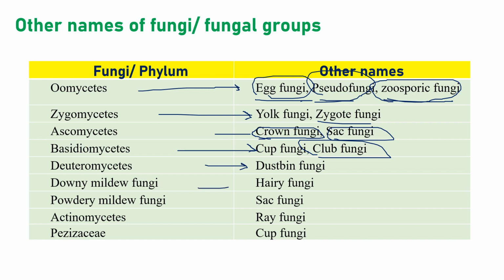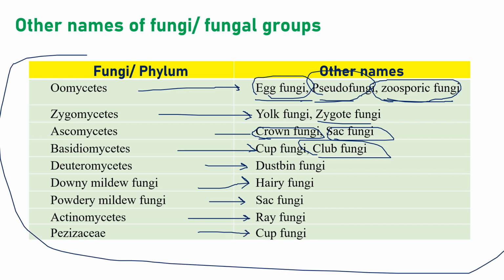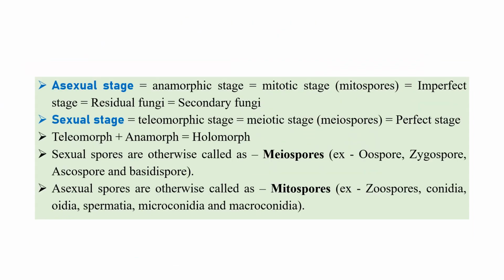Downy mildew fungi is known as hairy fungi. Powdery mildew fungi is known as sac fungi. Actinomycetes is known as ray fungi. Pezizaceae is generally called cup fungi. So this slide is all about exam preparation, other names of fungi that sometimes may be asked in exams. Hope it will be useful.